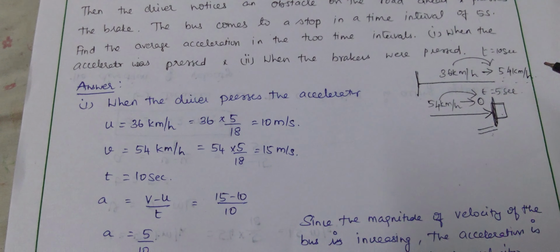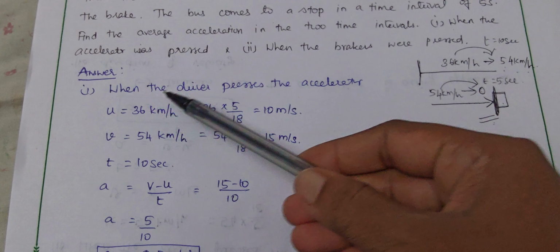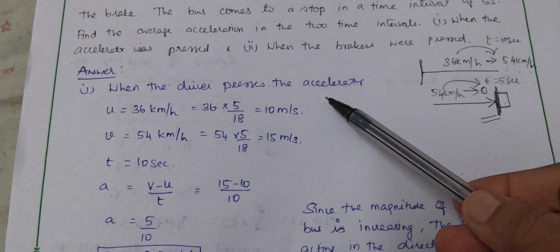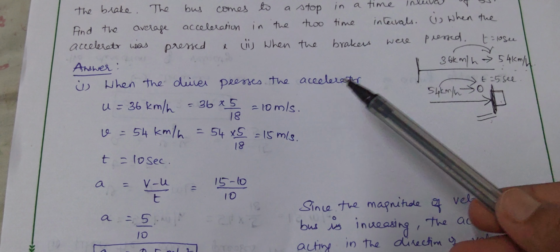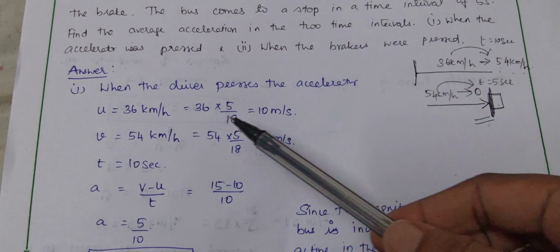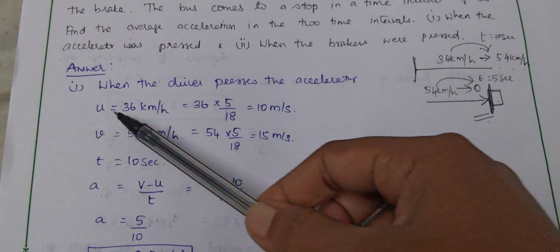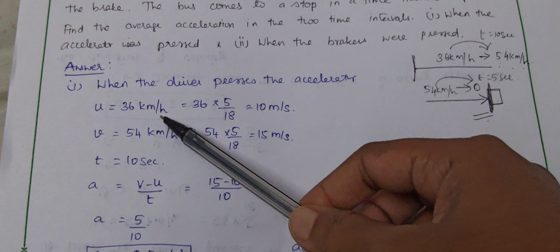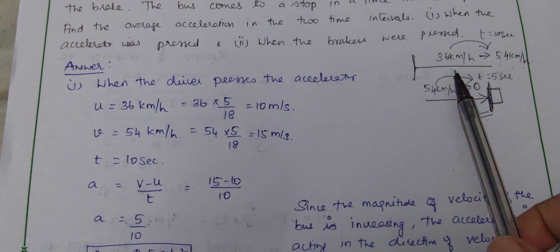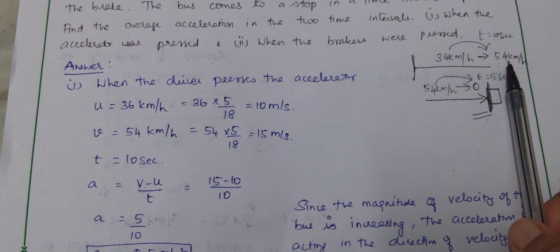So let's see the first case. The first case is when the driver presses the accelerator. The accelerator is the one which accelerates the bus, which means it increases the bus velocity. The initial velocity is 36 km per hour and the final velocity, in the first case, is 54 km per hour.